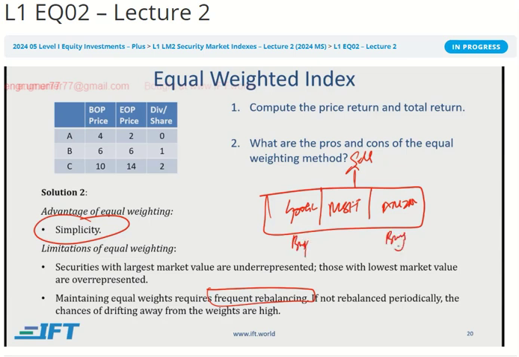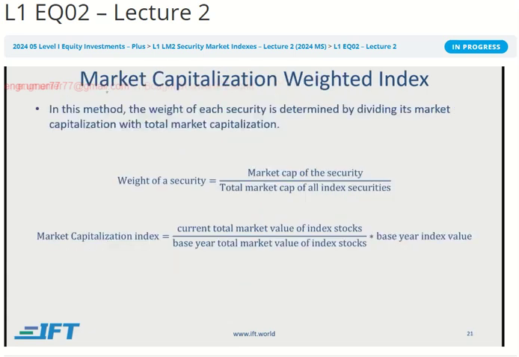So it requires frequent rebalancing. That's the problem with equal weighted. Now coming to market cap. Now this is very good because from an investability perspective, you're giving more weight to a bigger company and less weight to a smaller company.